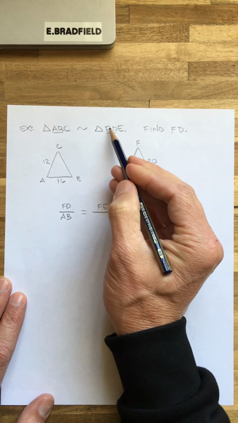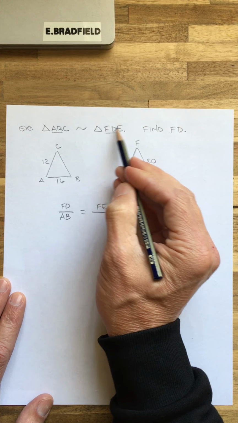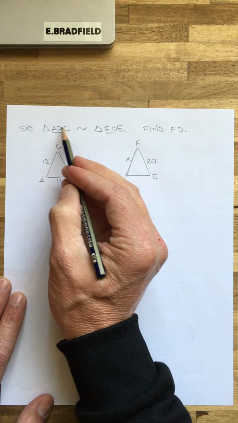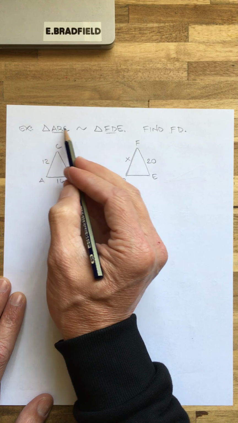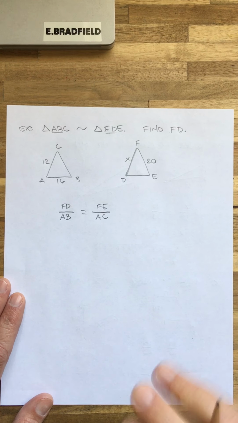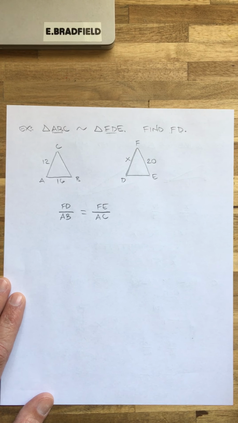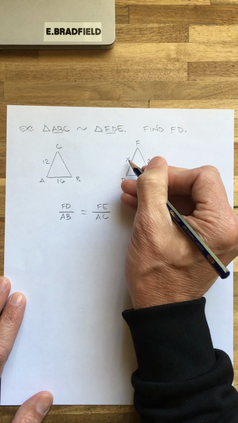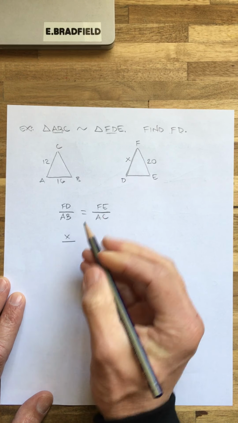And now let's look. Here's our F, here's our E. What does that match up with? FE matches up with AC, so I'm going to put AC right there. Once you have that, you're good to go. So here we go.